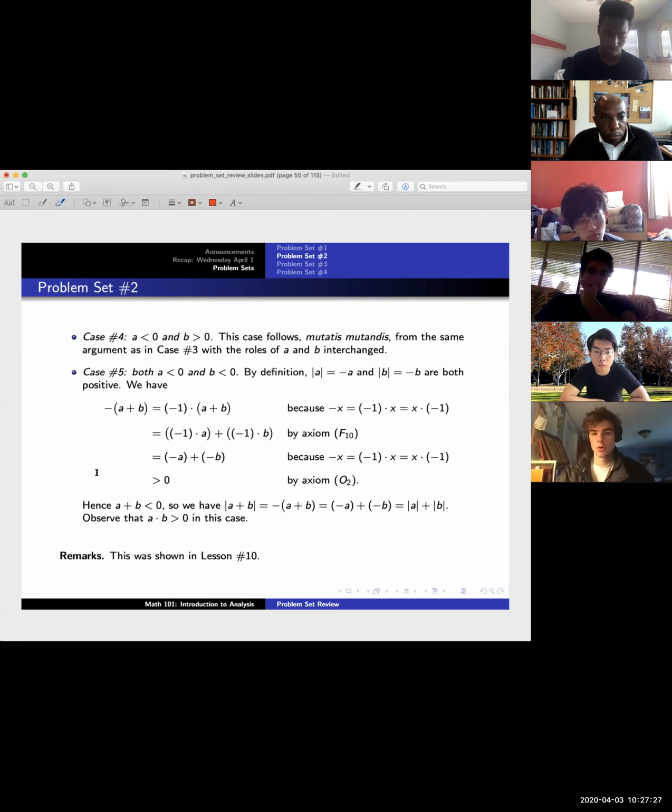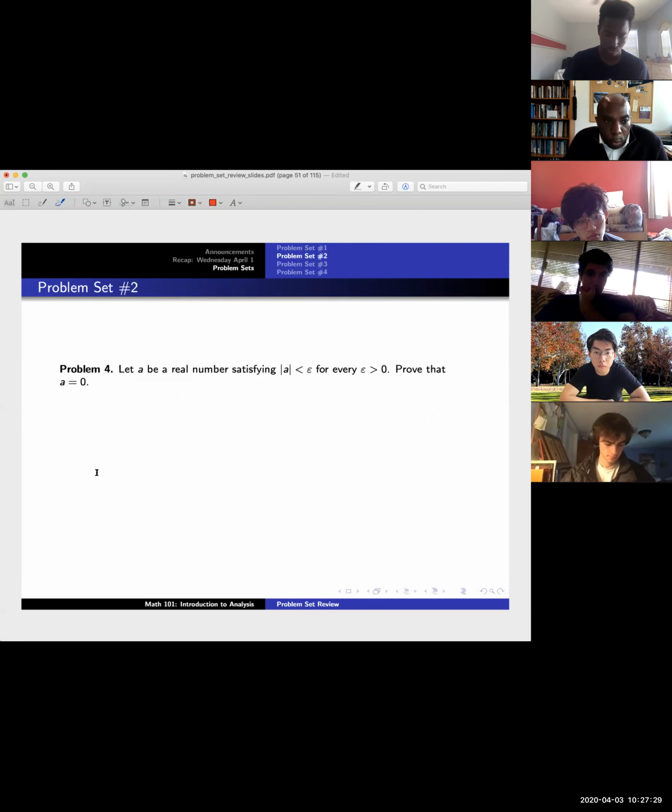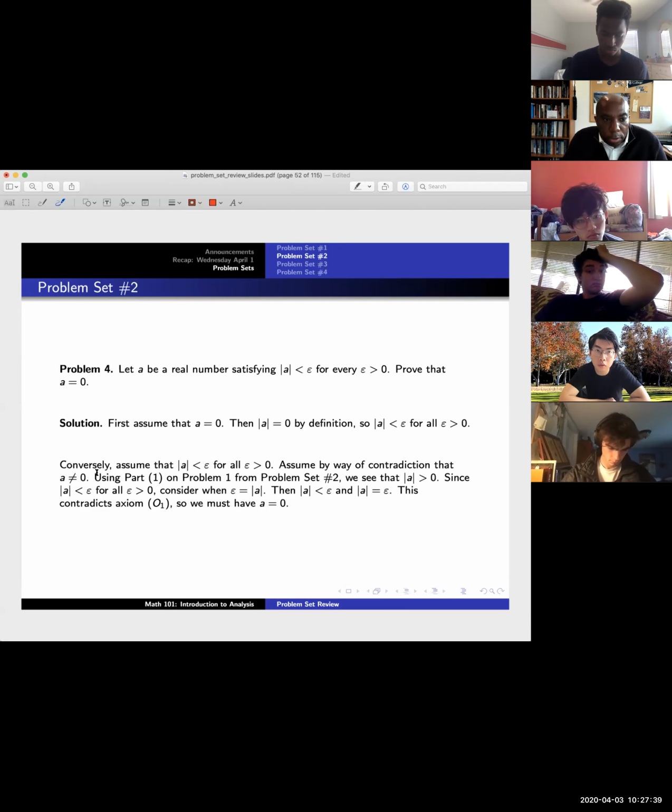Okay, all right, let's move on here. Problem number 4, this is another one that we did in class. Show that the absolute value of a is less than epsilon for every epsilon if and only if a is equal to 0. Here I just have a write-up of what was in the lecture notes. You can take a look at where this was written up in lesson 10. But again, we basically did this one in class as well. Okay, any questions here on problem 4?